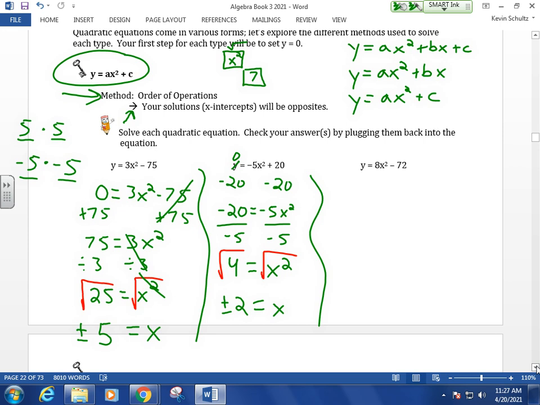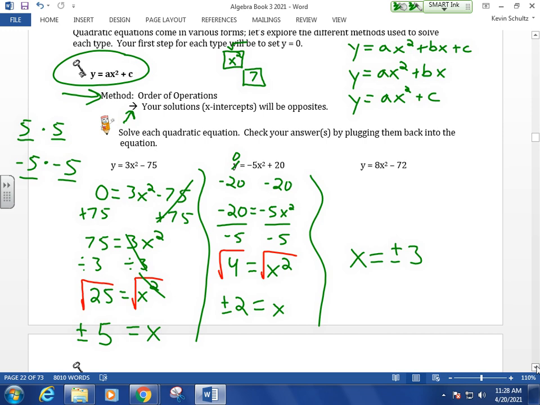y equals 8x squared minus 72. Go ahead and take 20 seconds and work through this one yourself if you haven't already. y equals 8x squared minus 72. Run through those opposite operations. Start by adding 72 to both sides. Then divide by the coefficient 8. So you get 9 equals x squared. Take the root of 9, and you get positive and negative 3.